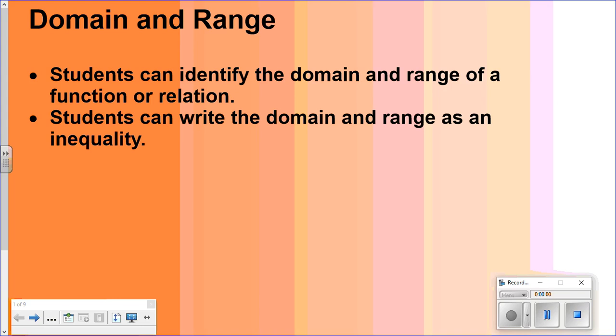In this lesson we'll be discussing domain and range. By the end of the lesson, you should be able to identify the domain and range of a function or relation and write the domain and range as an inequality.